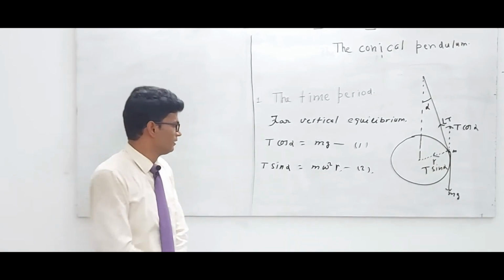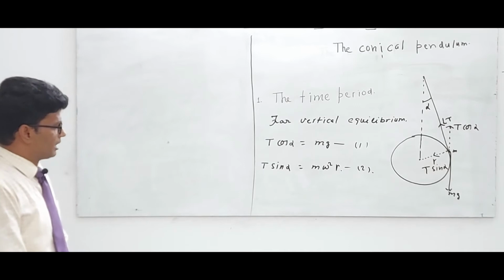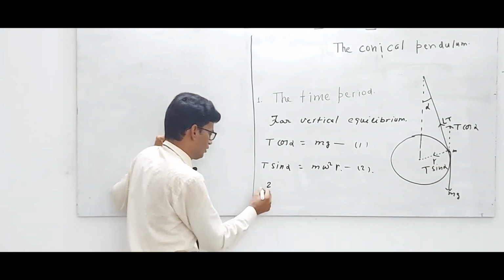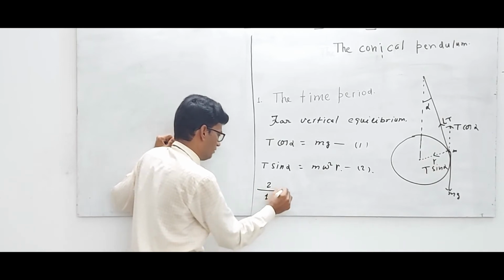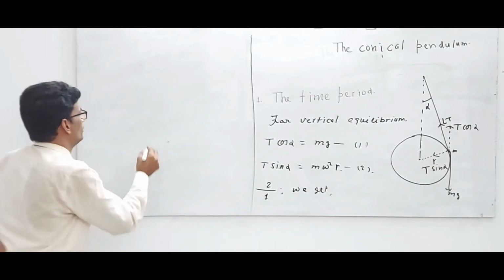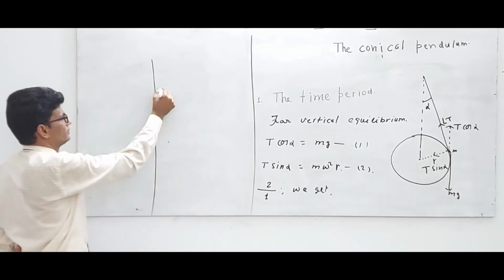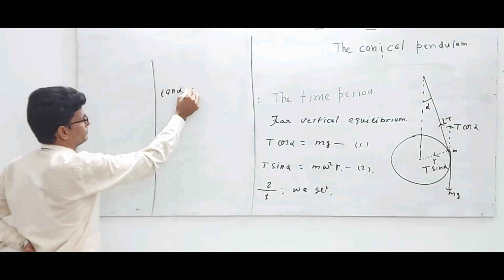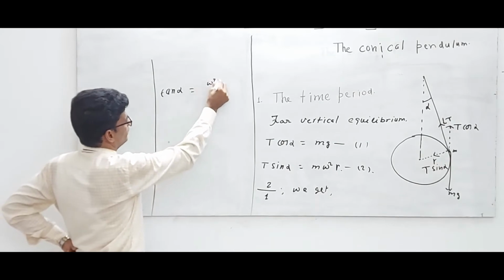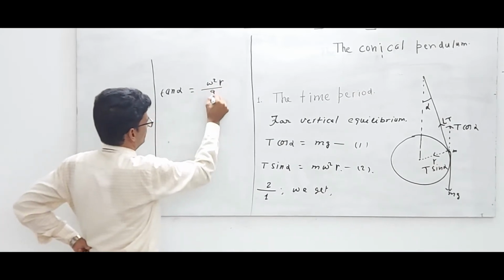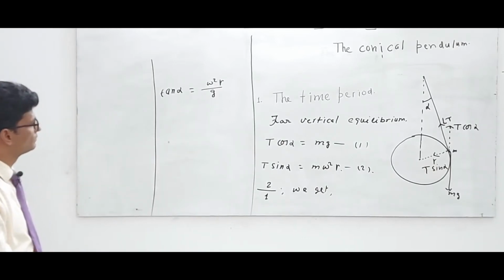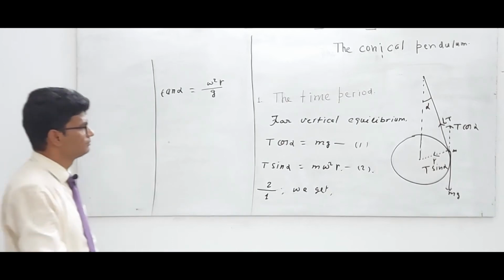Okay, so T sin alpha is equal to m omega square r. Now we divide equation number 2 by equation number 1, and we get tan alpha is equal to omega square r over g. What is tan alpha? Look at here.